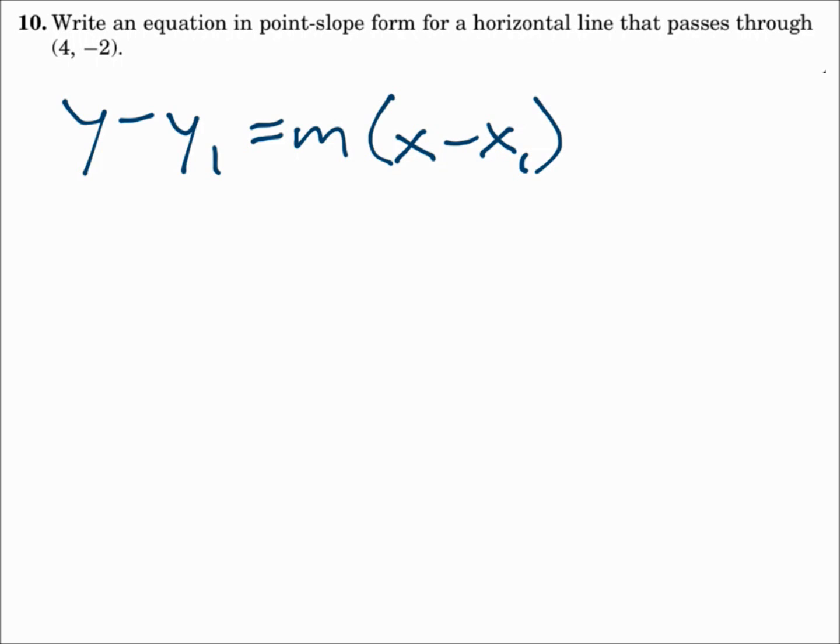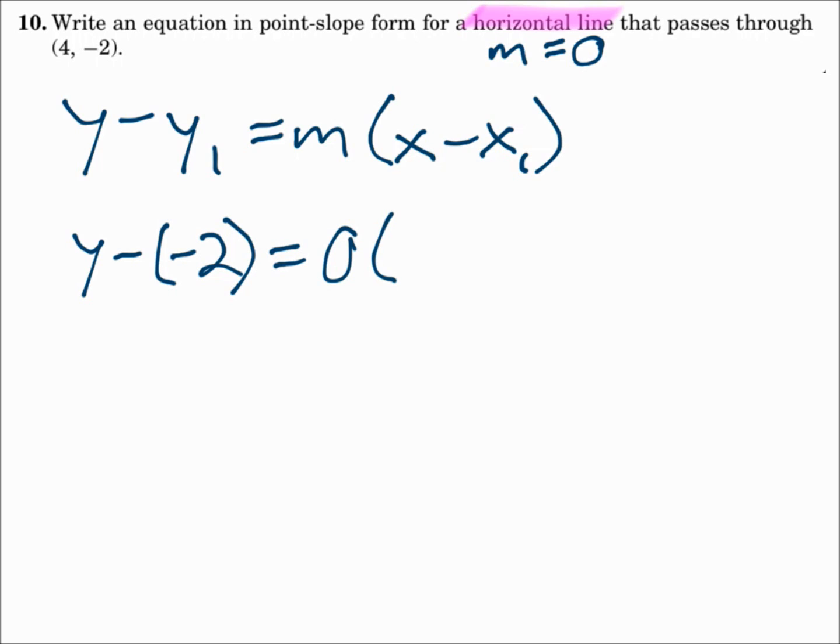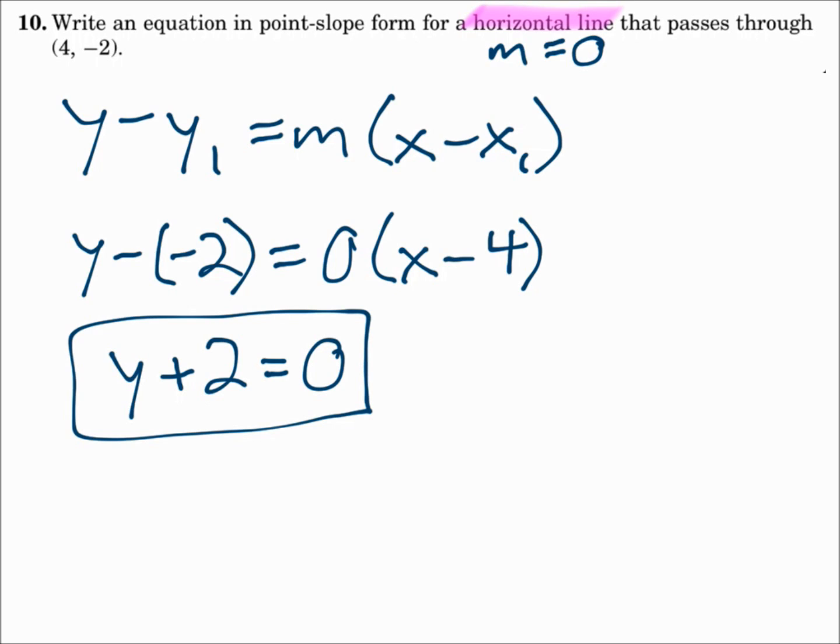Write an equation in point slope form for a horizontal line that passes through the point (4, negative 2). Well, remember, a horizontal line has a slope of 0. Now substitute into point slope form. y minus y1, which is negative 2, equals m, which is 0, times (x minus x1, which is 4). Take your x1 and y1 from the point, and your m is the slope. Now simplify. y minus negative 2 is really y plus 2, and 0 times the quantity x minus 4 is just 0. So that one's done.